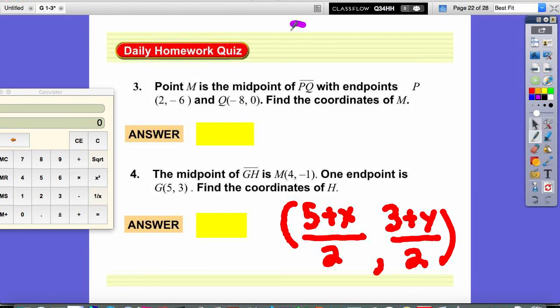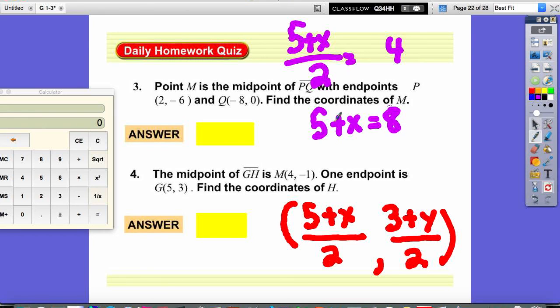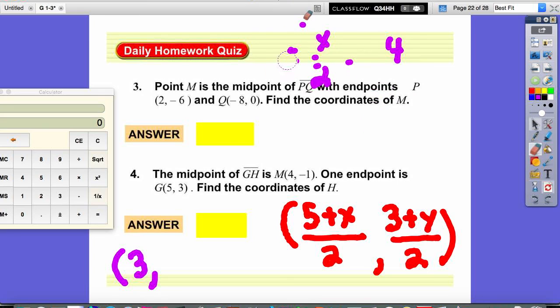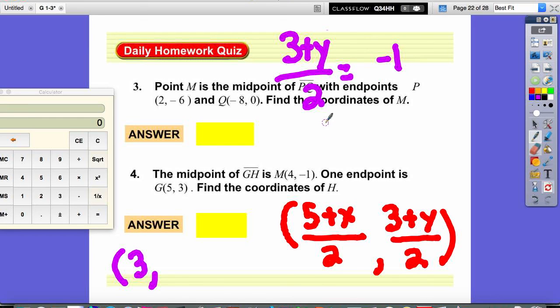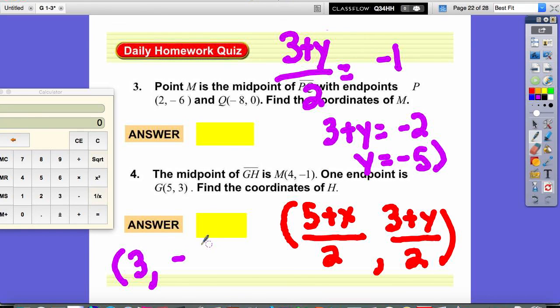So let me set this up here. 5 plus x divided by 2 is going to be 4. This is what I've been saying before. I multiply both sides by 2. 5 plus x equals 8. And I know that 5 plus 3 equals 8. Now for the other one. 3 plus y divided by 2 is -1. I multiply both sides by 2. I get 3 plus y equals -2. If I subtract 3 from both sides, I get y equals -5. So now I have the coordinates of the endpoint when given one endpoint and the midpoint.